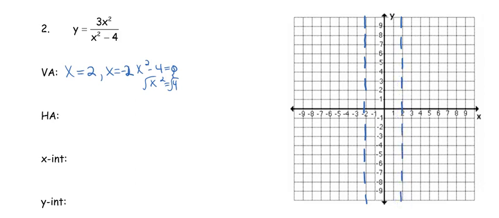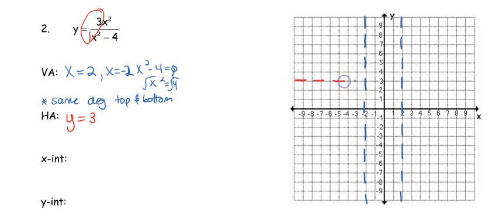The horizontal asymptote is all about that degree. So when we look at our equation, I've got a second degree on top, second degree on the bottom. So I have the same degree top and bottom. And when that's the case, we divide those leading coefficients. So we look here, that's a 3 and a 1, making our horizontal asymptote y equals 3.